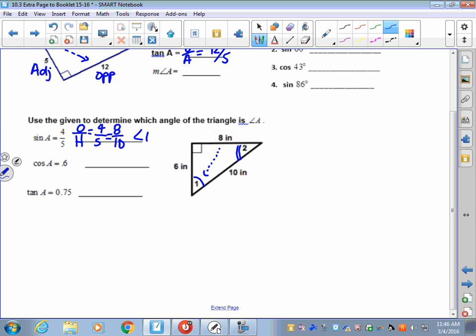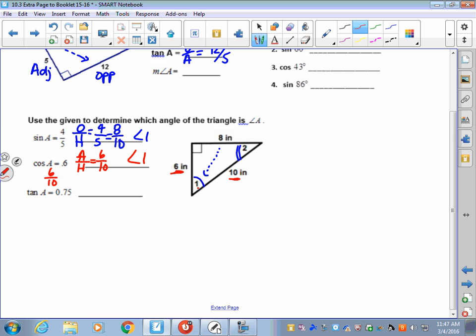Now we have the cosine of A is 0.6. Well, 0.6 is read 6 tenths, so that's the same as 6 over 10. Cosine, that's adjacent over hypotenuse. Well, if I have 6 over 10, 6 is the adjacent side. Well, I have a 6 right here, and then I also have 10. That's the hypotenuse. So what angle would be adjacent to 6? Right next to it. That's angle 1.